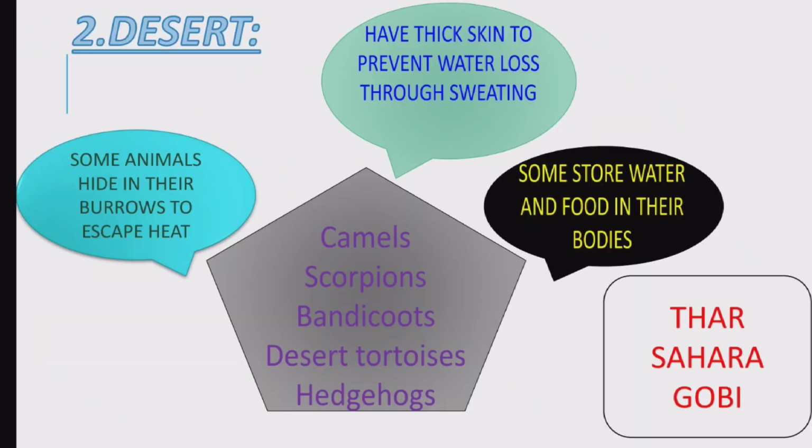Our next habitat is desert. Here the animals found are camels, scorpions, bandicoots, desert tortoises, hedgehogs. They have some features: some animals hide in their burrows to escape heat, and some have thick skin to prevent water loss through sweating, and also some store their water and food in their bodies like the camel. Thar Desert, Sahara Desert and Gobi Desert are some famous deserts.